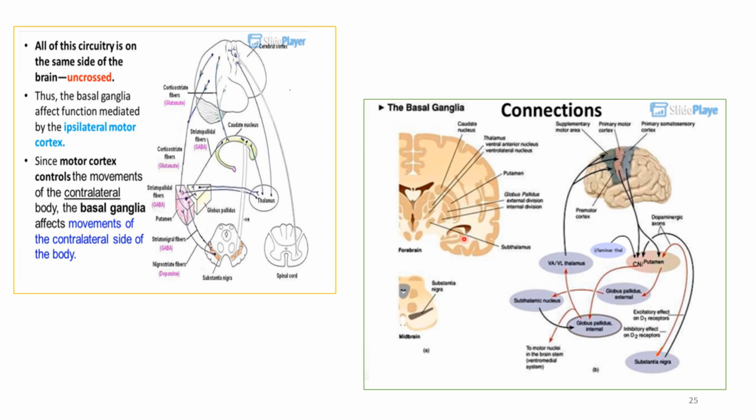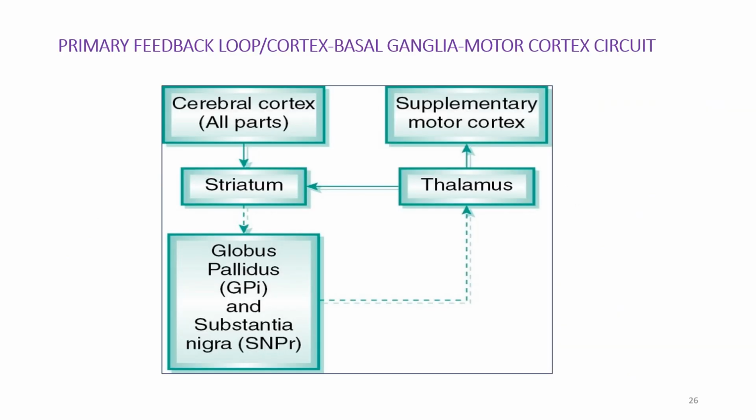This is the basal ganglial parts. I think you have understood all these things. Coming to the loops: the primary feedback loop, or the cortex, basal ganglia, motor cortex circuit. So what are the loops? The primary feedback loop can also be called the cortex, basal ganglia and motor cortex circuit.